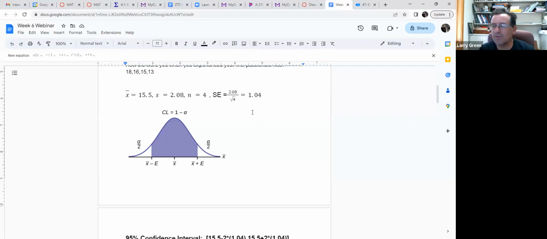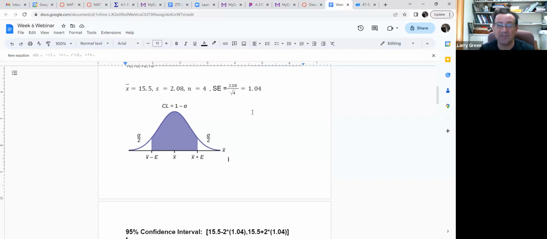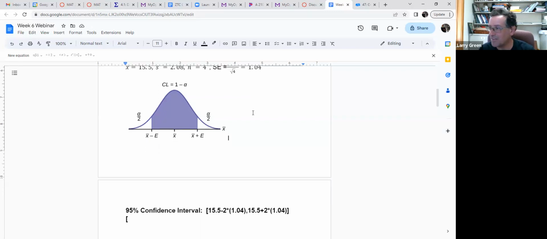And for confidence intervals, we always use a sample mean. And that was chapter 7 stuff. So the central limit theorem.